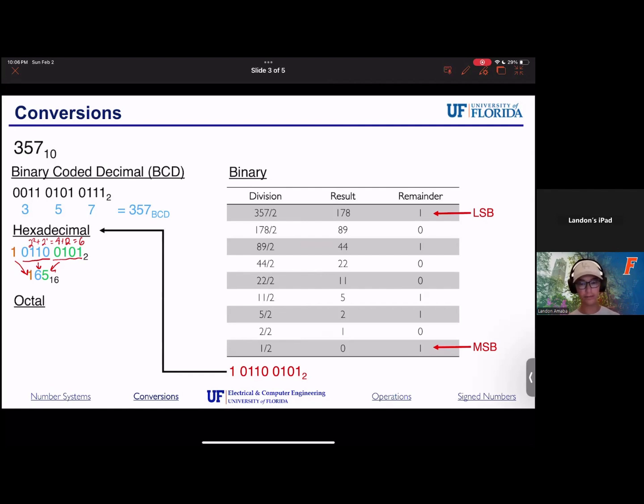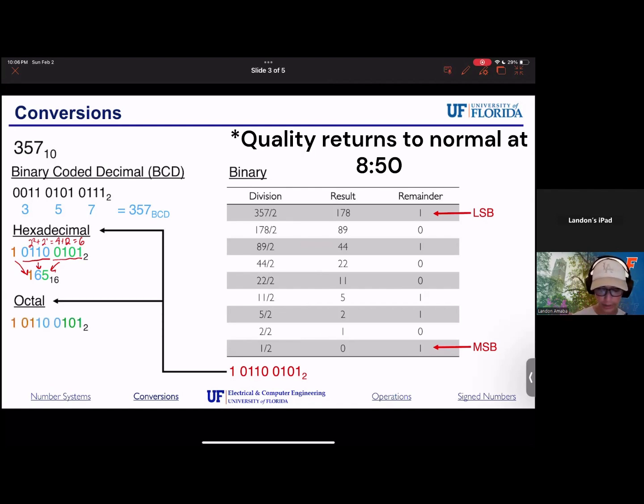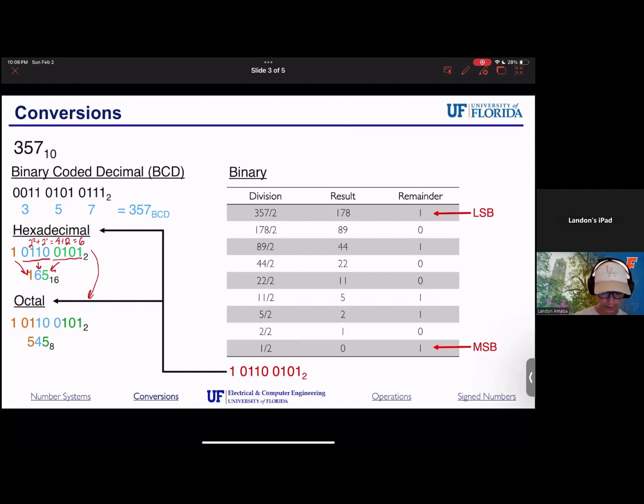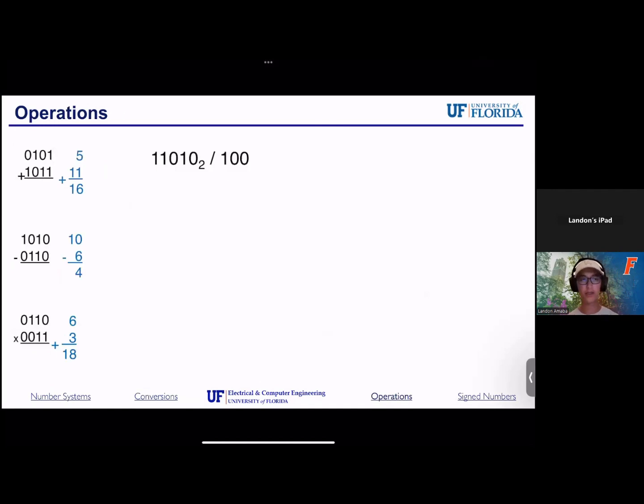And then if we have octal, it's very similar, but instead of groups of 4, we use groups of 3. That 101 becomes our 5, and 100 becomes our 4, and then 101 becomes our 5 again. So usually going in and out of the division, we have binary, hexadecimal, and octal.